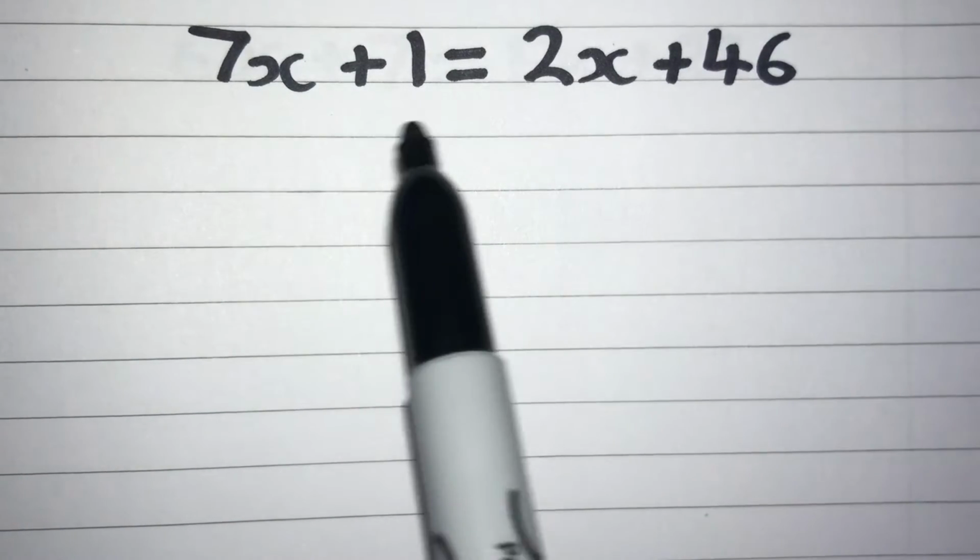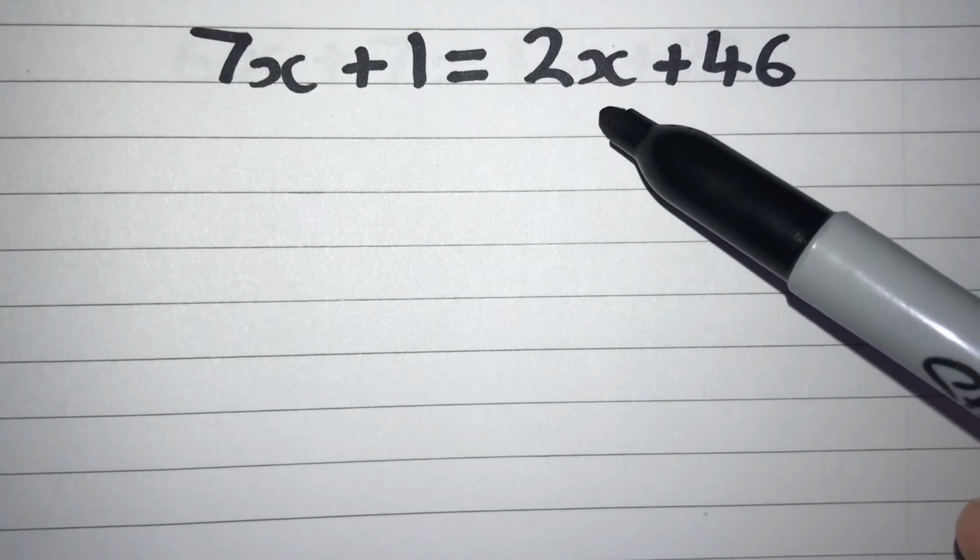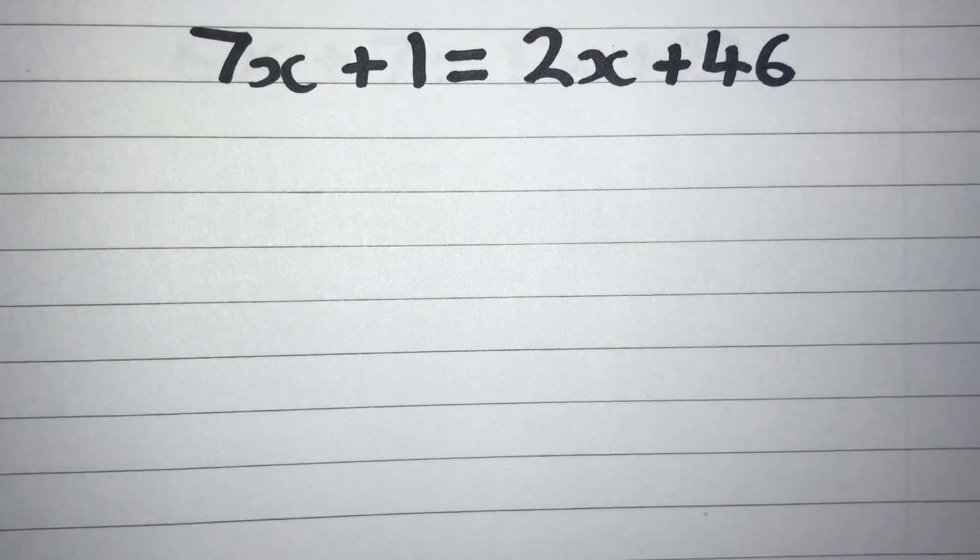This time we have 7x plus 1 equals 2x plus 46. And we want to start off again in the same way by getting rid of our smaller amount of x. Now in this case, it's going to be this 2x. So we subtract 2x from both sides.